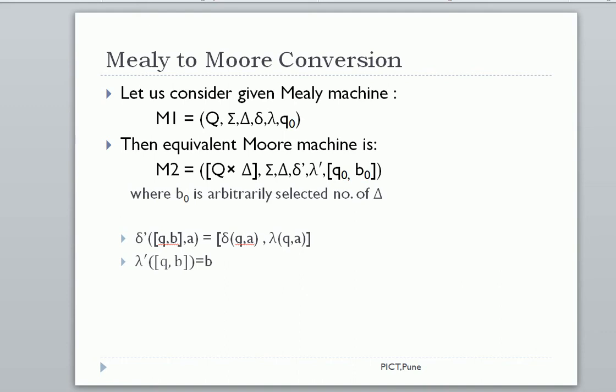Now, Mealy to Moore conversion is quite difficult compared to Moore to Mealy machine, as the number of states is going to increase here. Let's see how to convert. Assume that M1 is my initial Mealy machine: Q, sigma, delta, or I can say the input alphabet set, output alphabet set, transition function, and lambda, the output function.